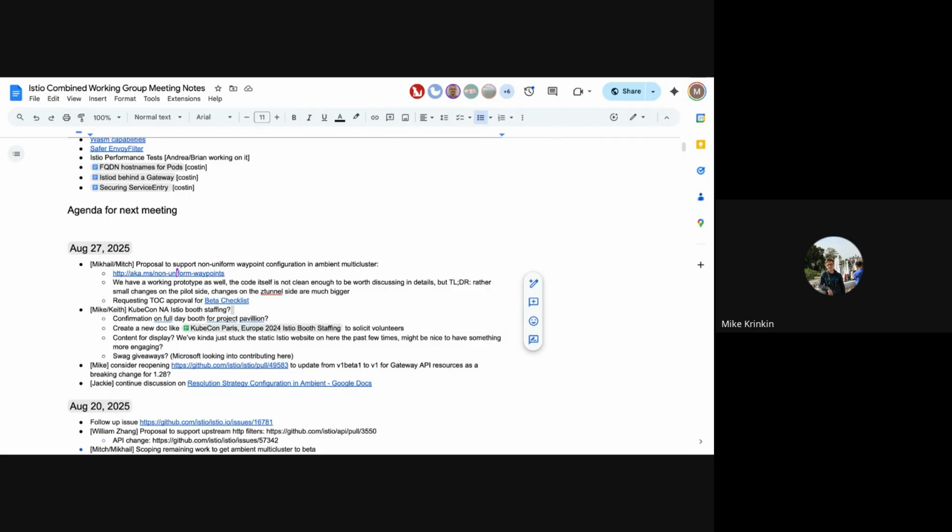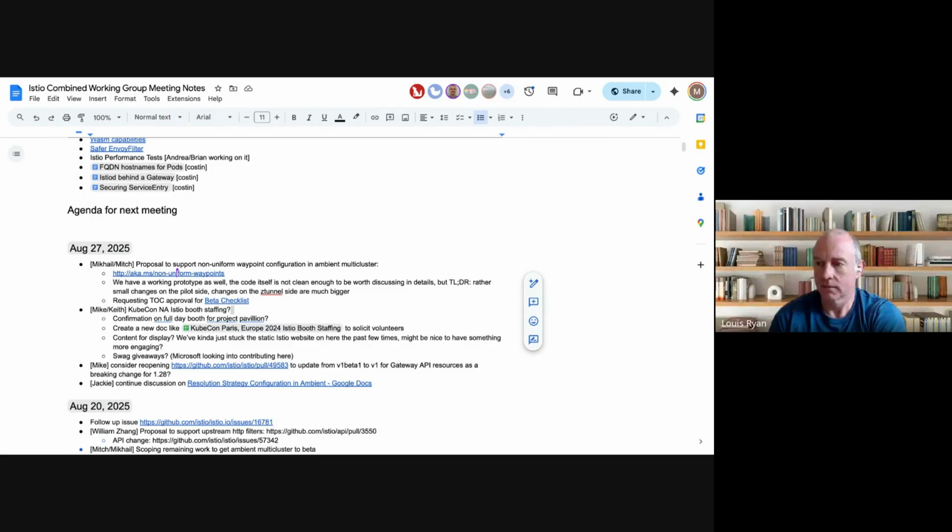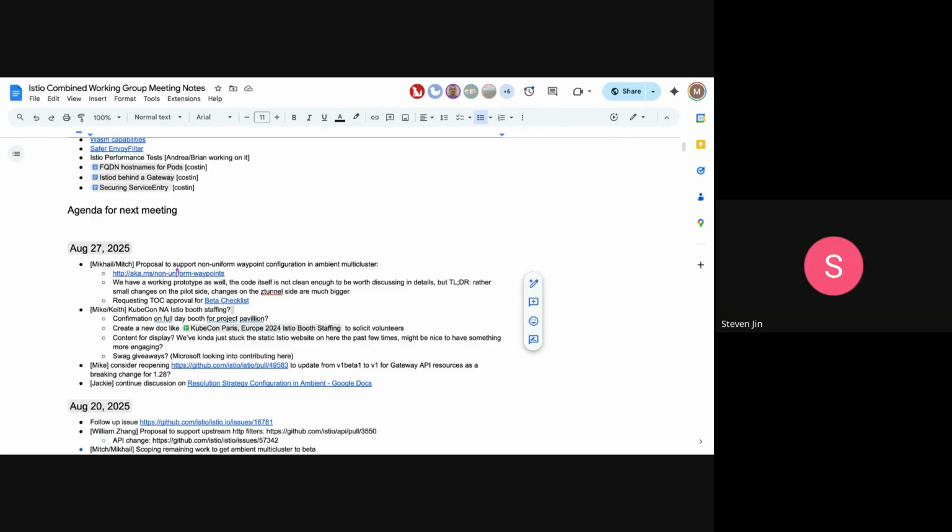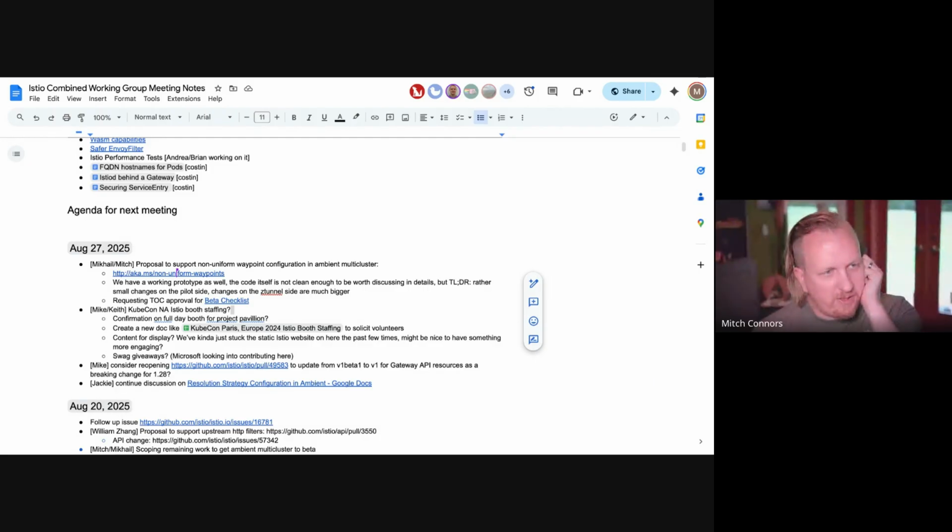So the question is not whether we want to support non-uniform setup as described in this, but in what order. Okay, yeah, I thought somehow one was tied to the other. So one of the reasons that we haven't tackled waypoint non-uniformity in terms of multi-cluster routing downstream of the waypoint, or upstream after the waypoint from the perspective of the client, is that it breaks our simple rule.